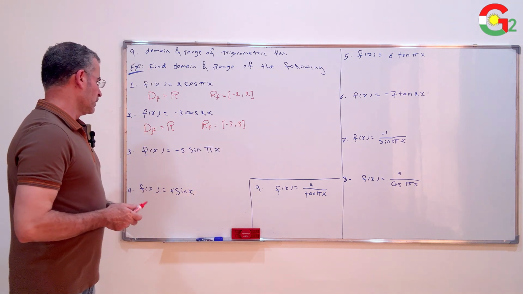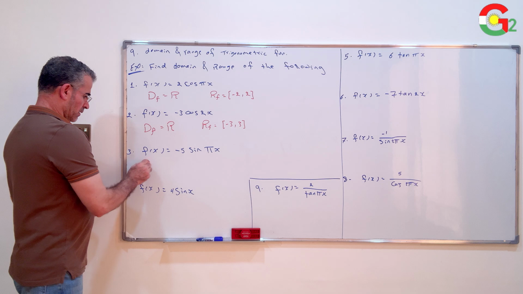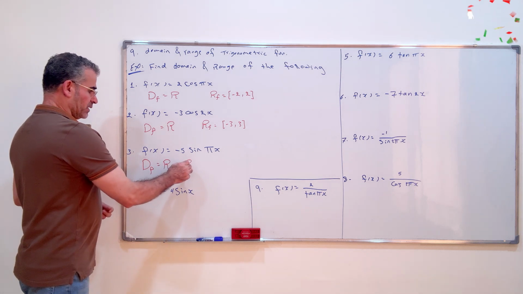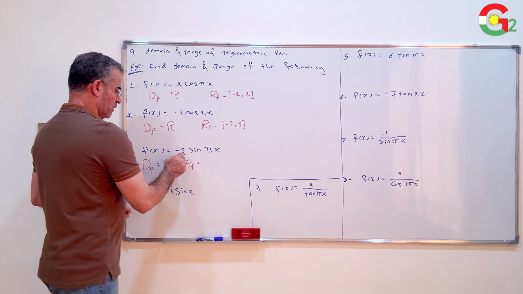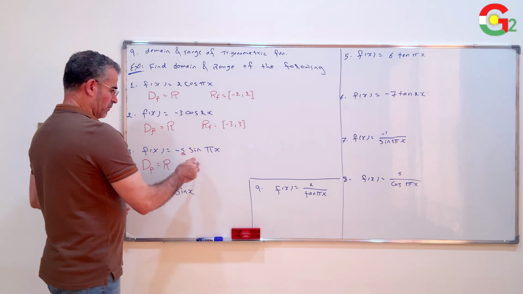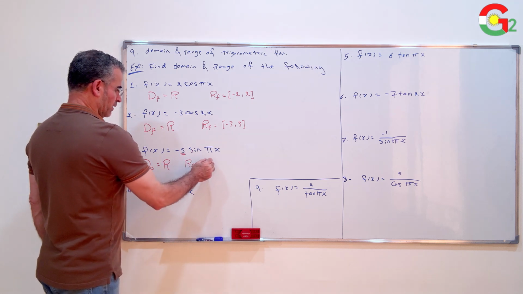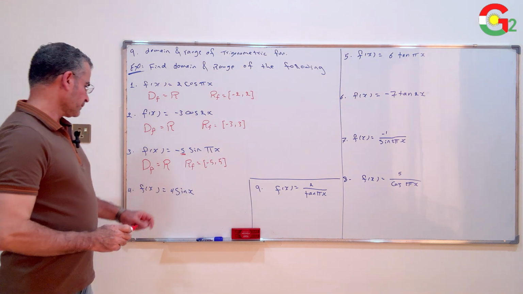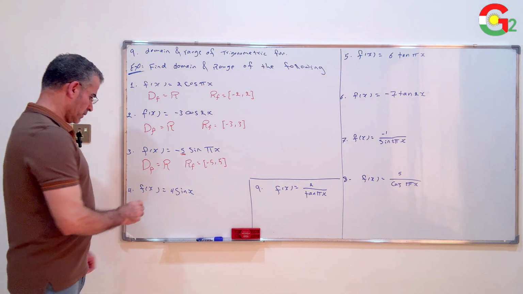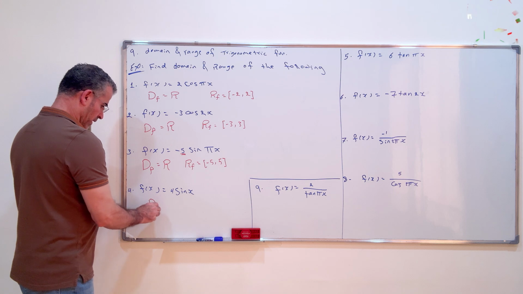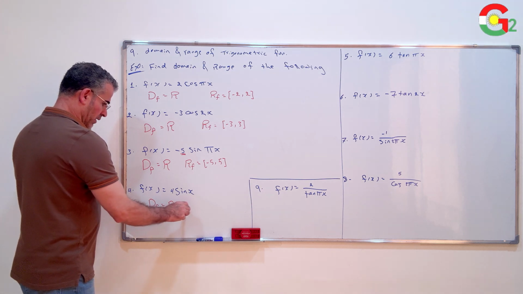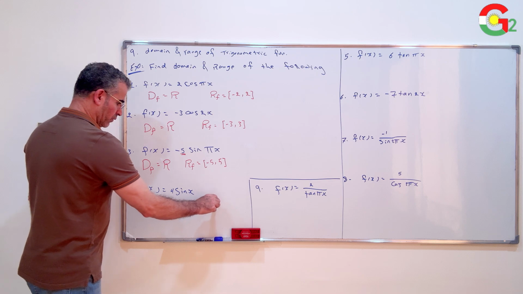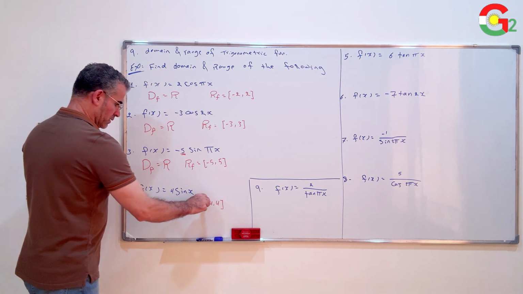f of x equal 5 sine pi x. The domain of sine is always all real numbers and the range depends on the constant multiplied by the sine, which is from negative 5 to 5. For 4 sine x, also the domain is all real numbers and the range is from negative 4 to 4, closed interval.